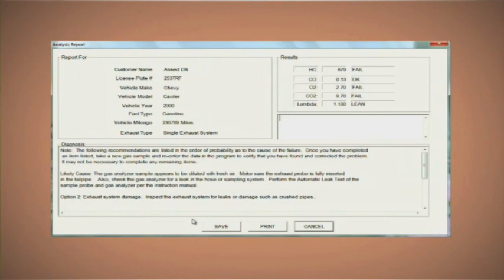After replacing the manifold, we cleared the codes in the vehicle, drove it through a dry cycle, and the codes didn't return. We gave the vehicle back to the customer. You can see that putting these numbers into the Ansed calculator led us down a path to diagnose this vehicle much easier.